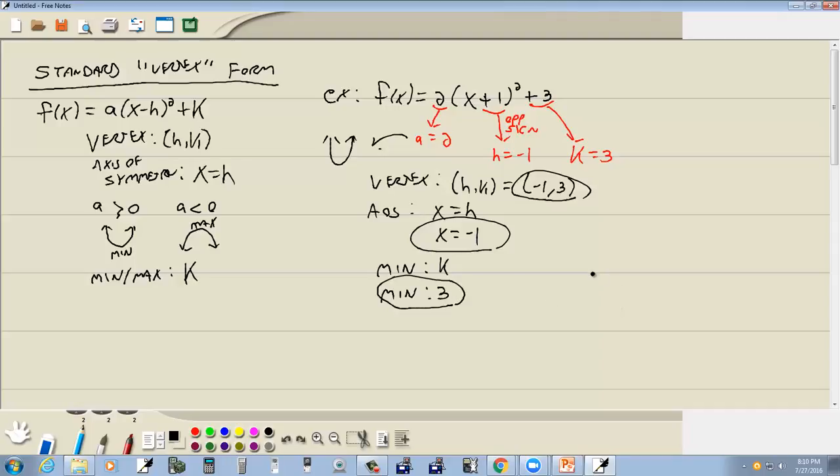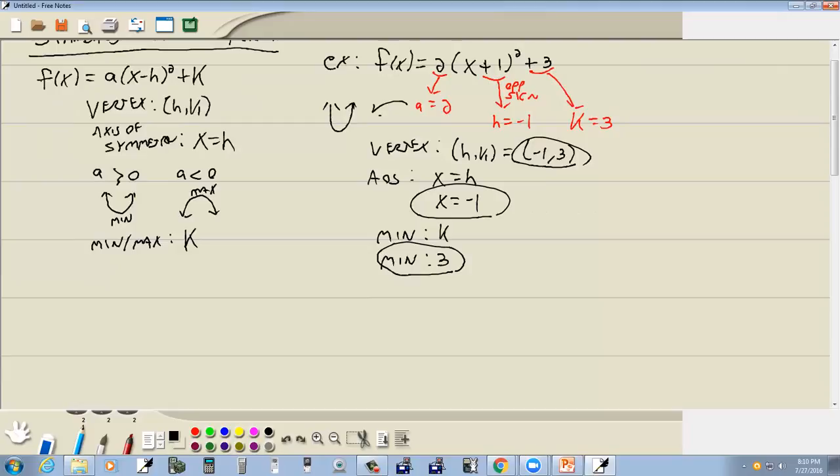Now let's actually take a look at graphing that. If you're doing it by hand, then go put your vertex in first. You got (negative 1, 3), which is right here. You know your graph opens up because a is positive, so it doesn't have any x-intercept. We don't even need to try to find the x-intercept, but it does have a y-intercept.